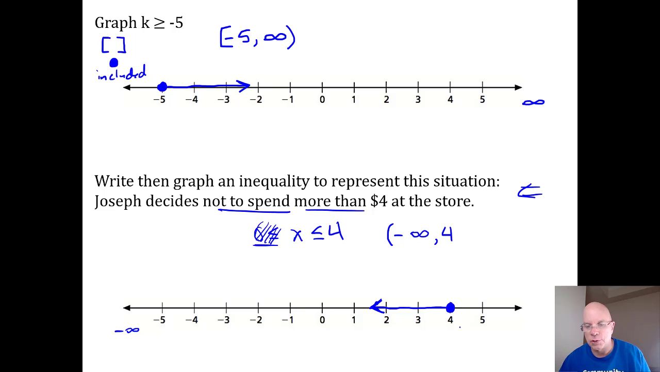Now, should 4 be included? Should I use brackets or parentheses here? I should use brackets because 4 is included in the solution set. The amount that he spends could be exactly equal to 4. And so this is the graph. This is the graph.